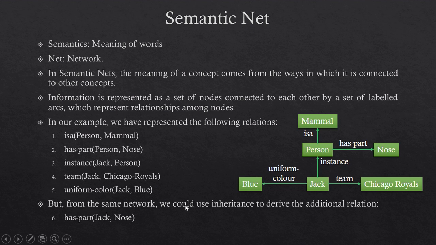But from the same network, we could use inheritance to derive an additional relation. Has part, Jack, nose. Because Jack is an instance of the person class from 3 and person has part nose from 2. I hope the basic concept of semantic nets is clear from this example.